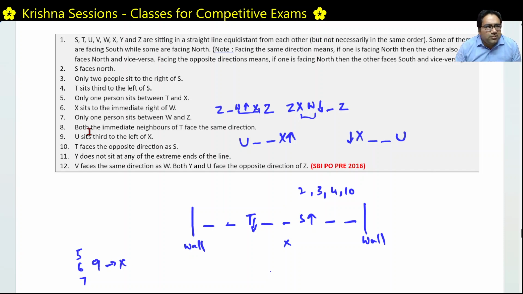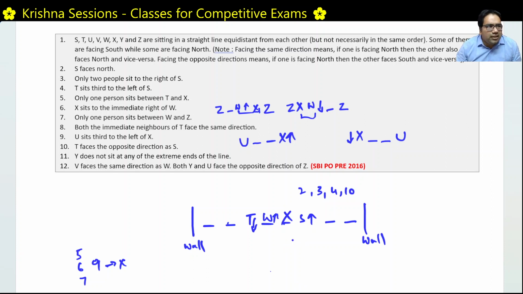Right. Now let's use the same condition. X sits to the immediate right of W. Clearly, this is not W. X is sitting to someone's right. This slot is already taken by S, so this is not W. This has to be W, and X is sitting to his right. That means W is anyway facing upwards. Right, W is facing upwards.